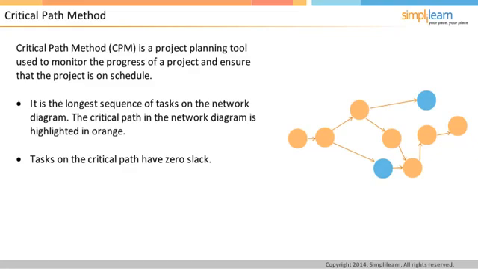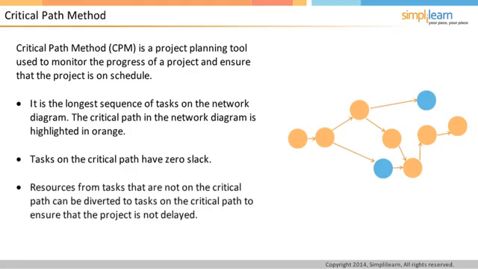If needed, the project manager can divert resources from other tasks that are not on the critical path to tasks on the critical path to ensure that the project is not delayed. When a project manager removes resources from such tasks, he needs to ensure that the task does not become a critical path task because of the reduced number of resources.